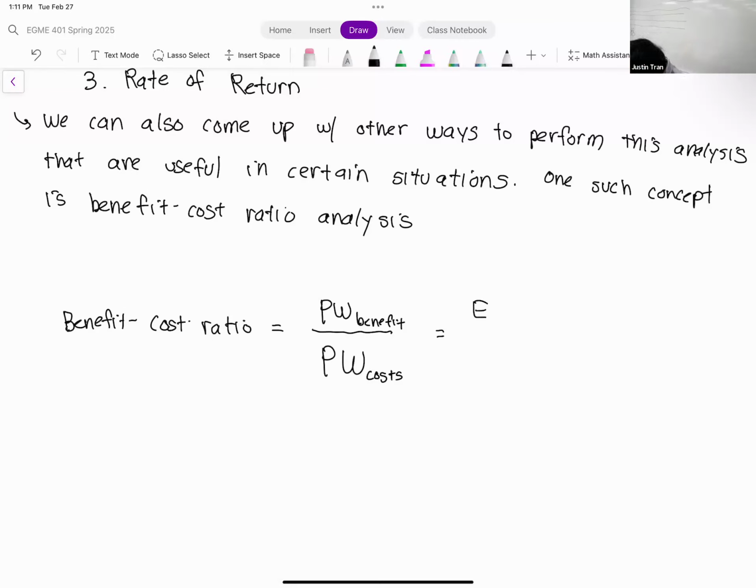In the same way, if you want to do this using an annual cash flow form, you can do EUAB, which is the equivalent uniform annual benefits, and then put that on top of EUAC, which is the equivalent uniform annual cost. Ideally, in order for a project to be worthwhile, the ratio of the benefits to the cost should be greater than one. That tells us that whatever engineering project we're undertaking, it's going to provide more benefits than costs. In other words, in purely financial terms, we want our projects to be more profitable than it costs to run.